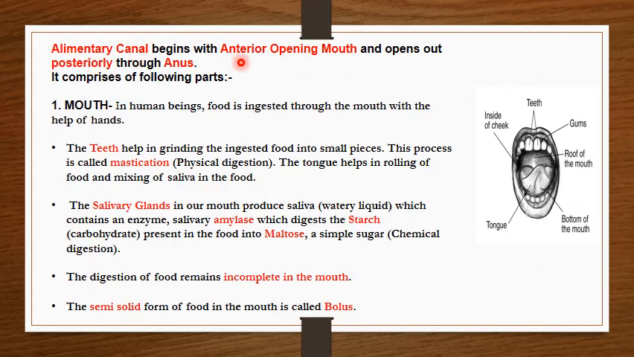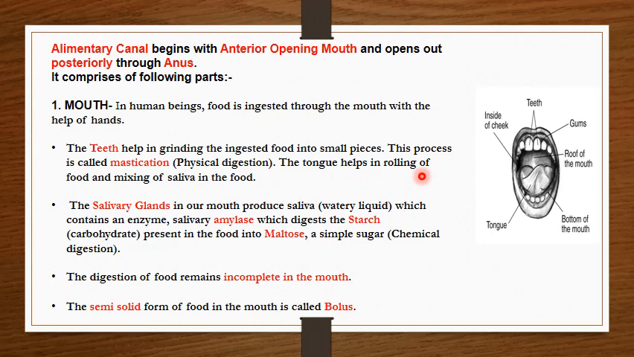Alimentary canal begins with anterior opening mouth and opens out posteriorly through anus. It comprises of following parts. 1. Mouth. In human beings, food is ingested through the mouth with the help of hands. The teeth help in grinding the ingested food into small pieces. This process is called mastication or physical digestion.